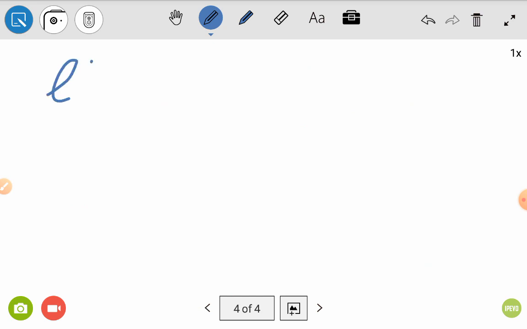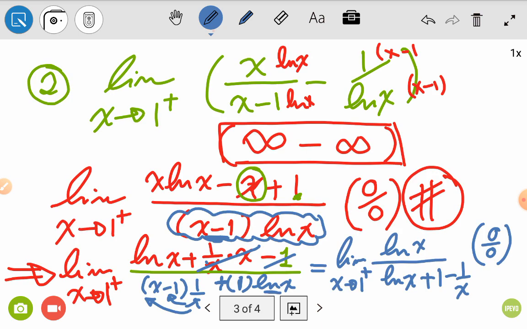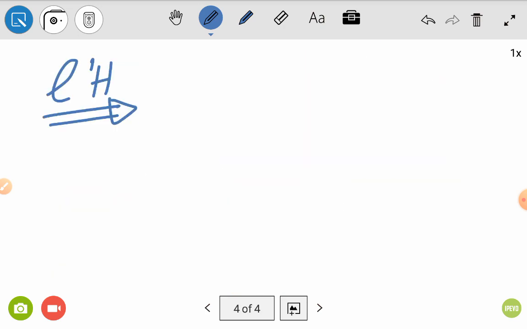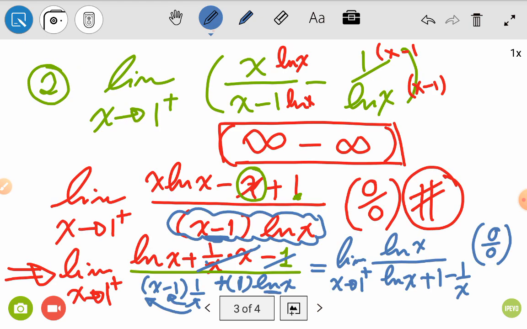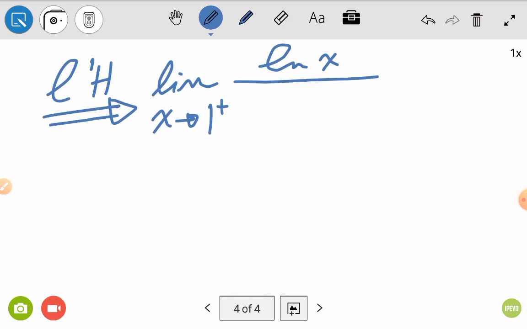The L'Hopital's rule for the second time. Yes, I'm going to copy this final step again on the next slide or page, which is the limit as x approaches 1 from the right side of the numerator ln x, and the denominator is ln x plus 1 minus 1/x. And then apply the L'Hopital rule again.